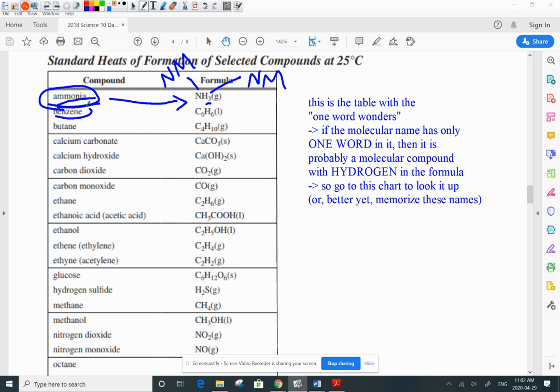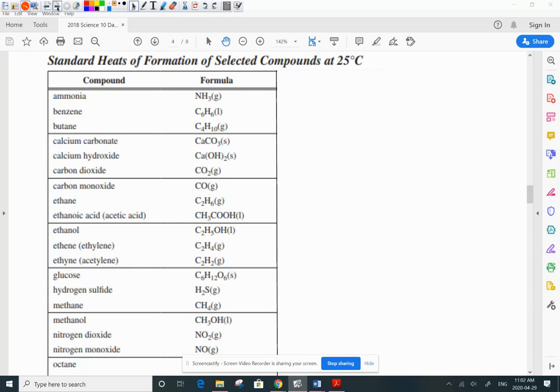Okay, so all of these one-word guys: benzene, butane, ethane, ethanol, right? Here's a bunch of these ones that have hydrogen in the formula. So because they have hydrogen in the formula, they have a special set of naming rules, and you will need to look them up or memorize these so that you know the names when you see them on an assessment or a worksheet.